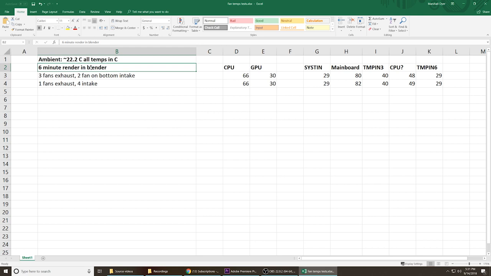at 100% use. The ambient temperature in the room is about 22.2 Celsius, and when I say about, I mean that's what I have my AC set to, so it's going to be a little bit below or a little bit above that. First test, these were the temperatures.